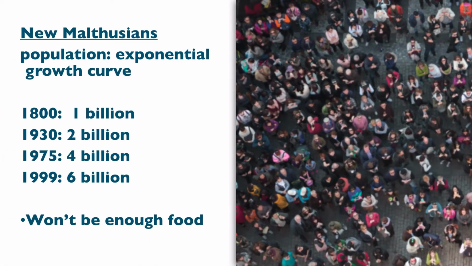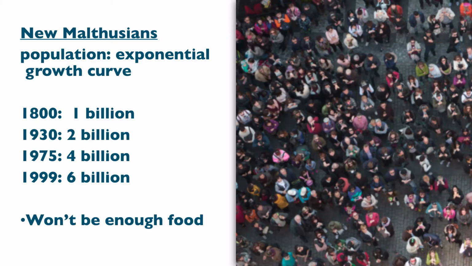The new Malthusians believe that Thomas Malthus was correct, and that the world's population is following an exponential growth curve, where numbers are increasing in extraordinary proportions. So as you can see, in 1800 there was 1 billion. Then 130 years later, 2 billion. Only 45 years later, 4 billion. And only 24 years later, 6 billion.